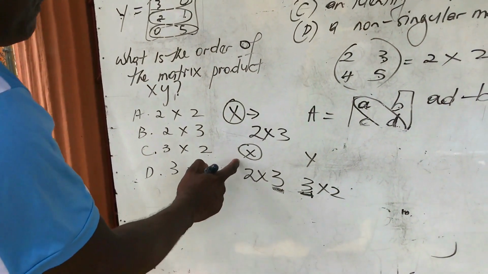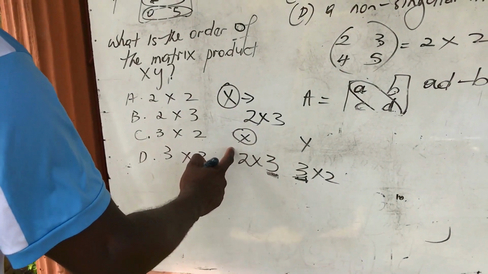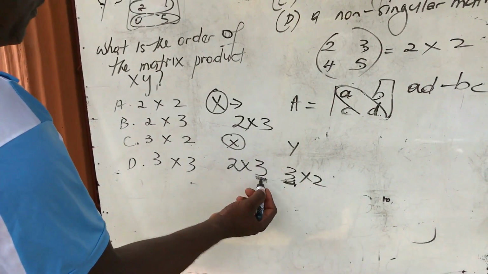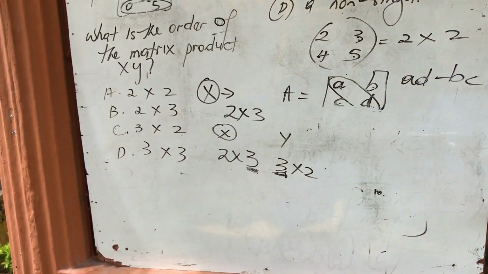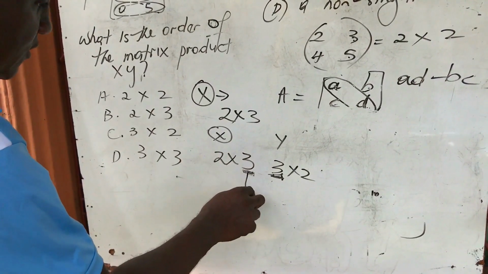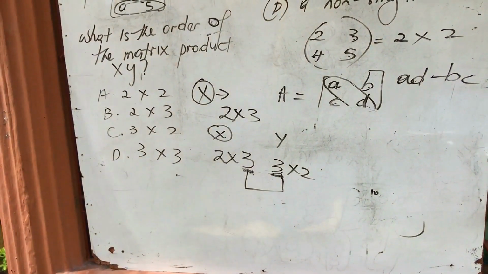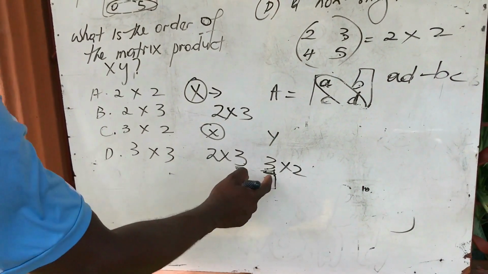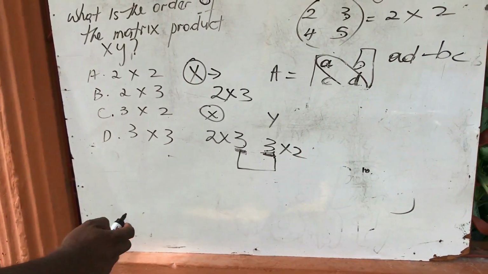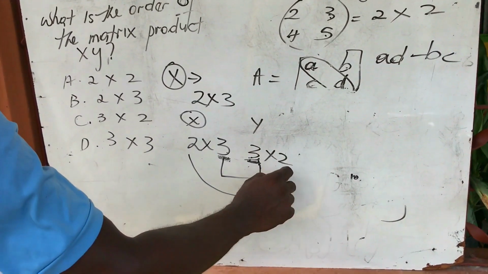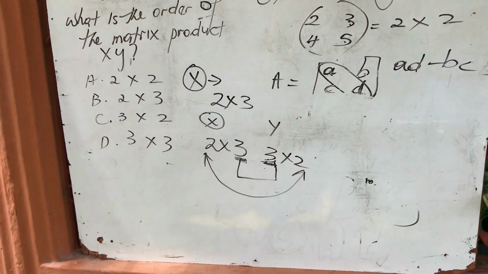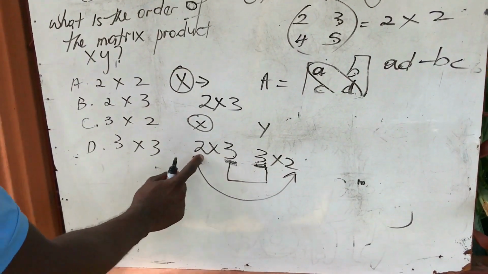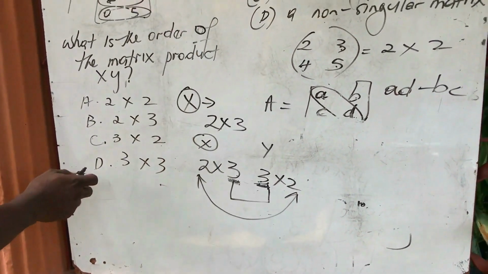So for them to be compatible, for them to be multiplied together, this number and this number must be equal. In other words, all you need to do is line up the orders of the two matrices and check to see if the two inside numbers are the same. If they are the same, then they can be multiplied. The order of the product will be the two numbers outside, which is 2 by 2. So our matrix will have a 2 by 2 order.